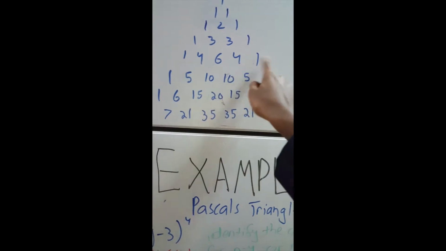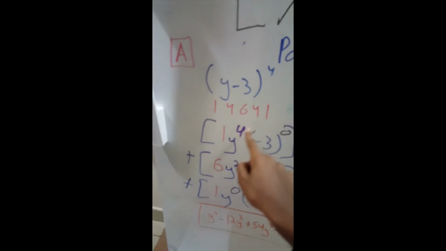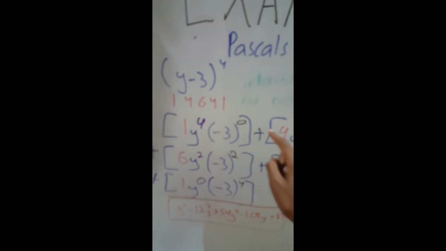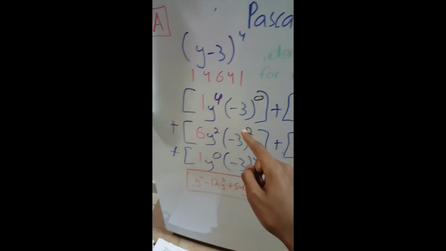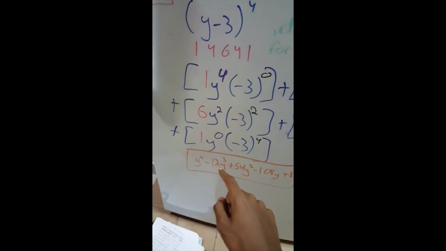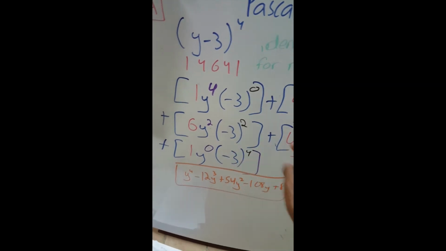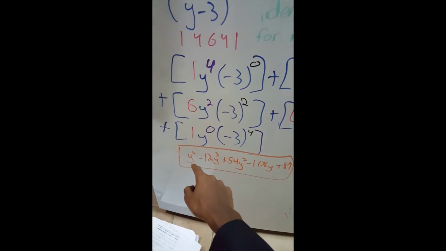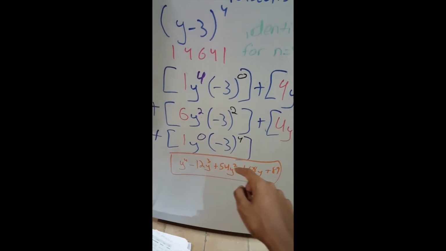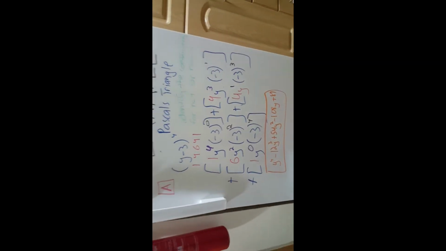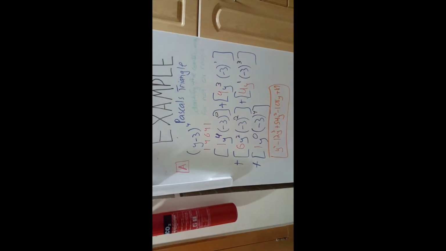Since row number 4 is 1, 4, 6, 4, 1, first we put the 1 times y to the power of 4, times negative 3 to the power of 0. We continue this onwards till the end. And at the end, we multiply each one, add them all together and simplify, so we get y to the power of 4 minus 12y cubed plus 54y squared minus 108y plus 81. Here's a full picture of the diagram and I'm done.